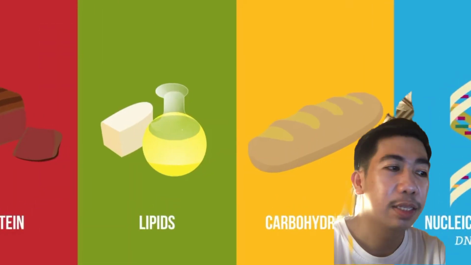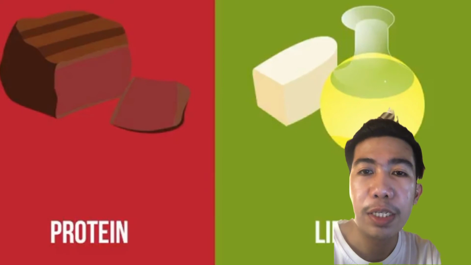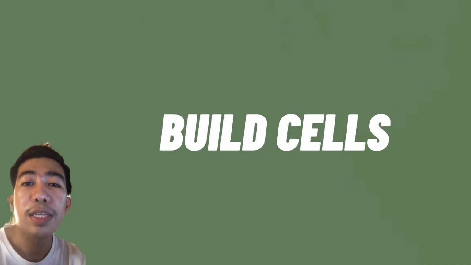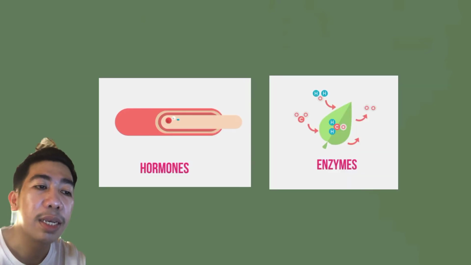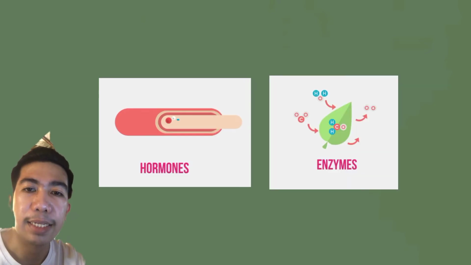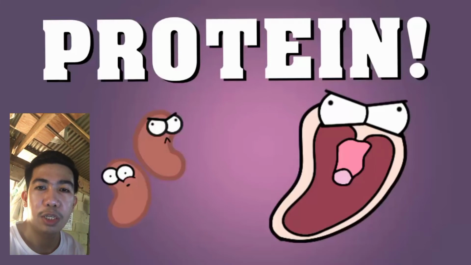Next is protein. Proteins are made of monomers called amino acids. Proteins' function is to build cells, act as hormones and enzymes, and do much of the work in a cell. Foods that are rich in proteins are meats.